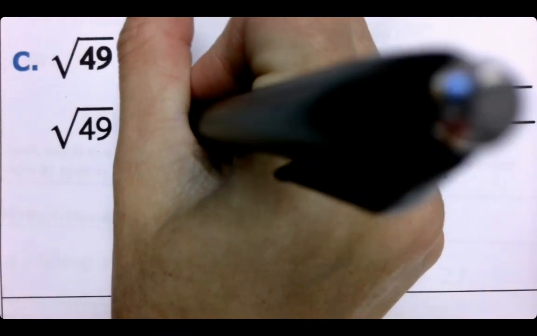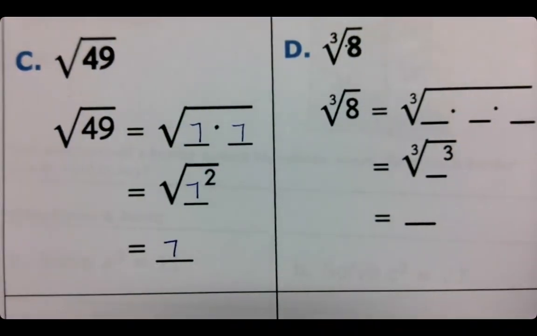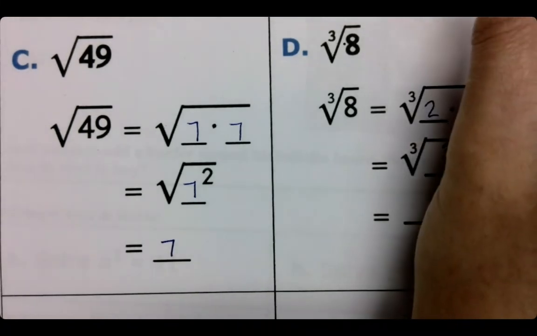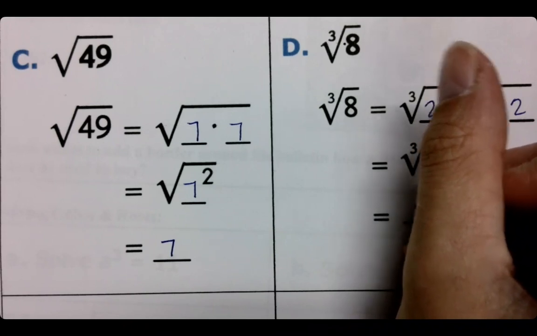Welcome back. You should have had 7 times 7, which is 7 squared, and the square root is 7. We should have had 2 times 2 times 2, which is 2 cubed, and the cube root is 2.